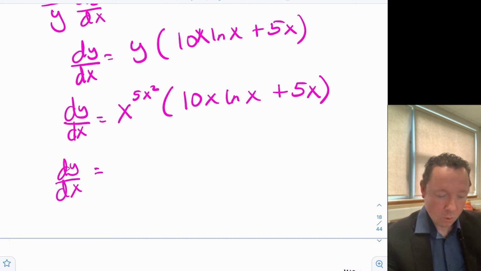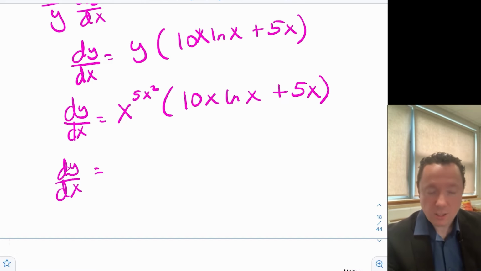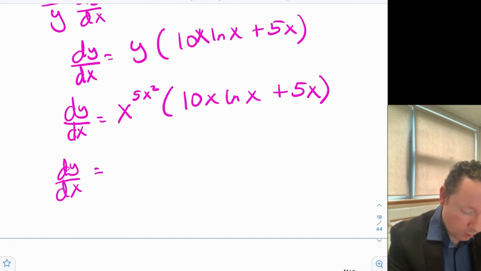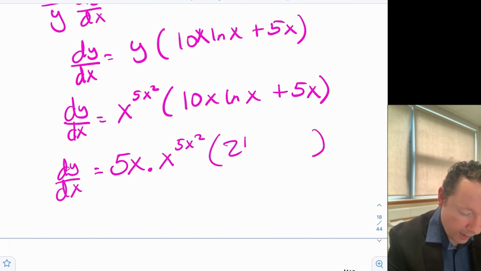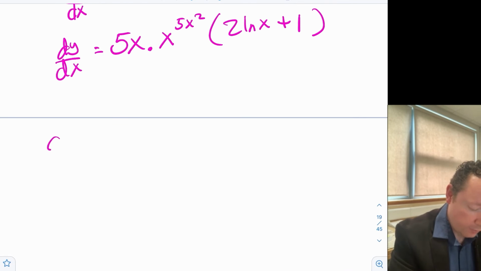Now we can take out more factors here. So we've got 5 is a common factor and x is a common factor. So we can take 5x out, I suppose. I'll write that out in long way. So I've got 5x times x to the 5x squared. So I've took 5x out. So that leaves me with 2 log x. And it also leaves me with plus 1 in the brackets. Remember, in maths, our most simple answers are factorised answers. So I'm going to try and leave it as factorised.